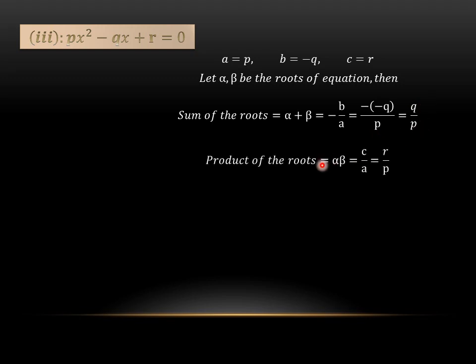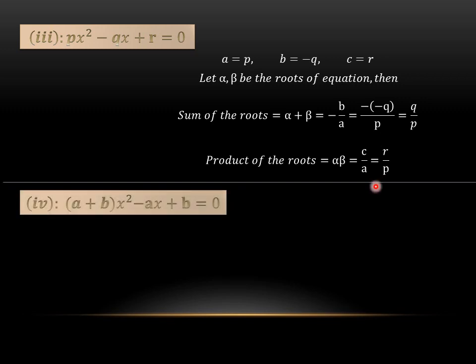The product of the roots, which is alpha beta, equals, the formula is C over A. The value of C is R and the value of A is P. So putting the values, we will get R over P, as no further solution is possible. So this will be the answer of the sum and this will be the answer of the product of the roots.